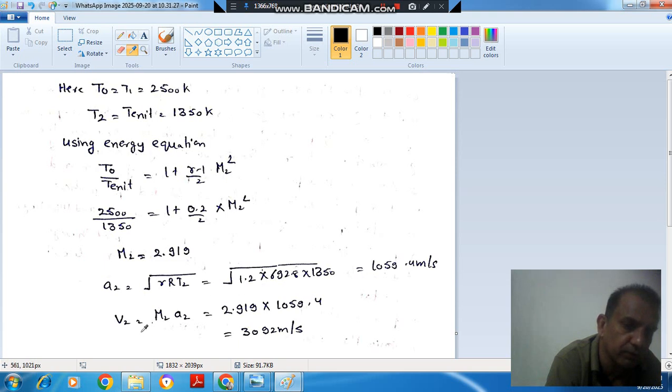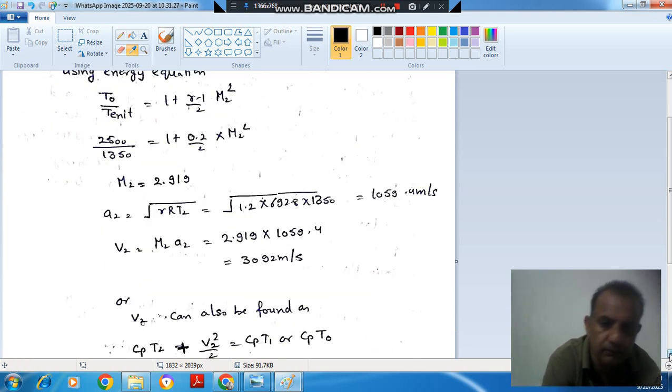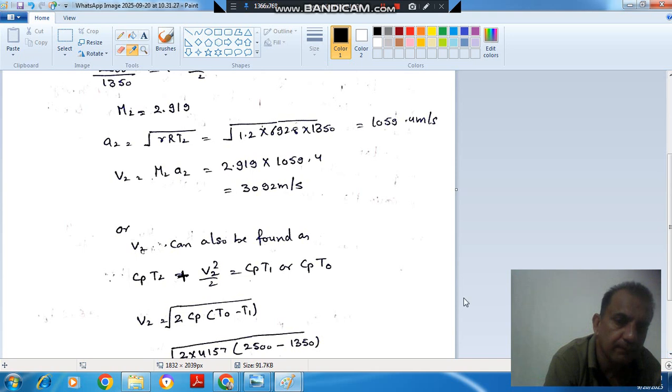So we know that M2 is V2 by a2, so V2 or V exit will be 2.919 into 1059.4, that is 3092 meter per second. So this is the exit velocity.